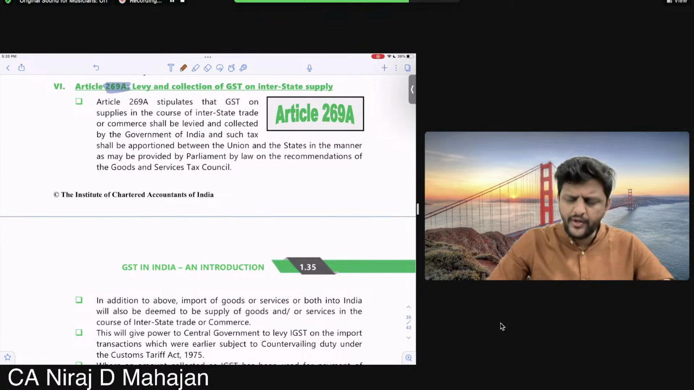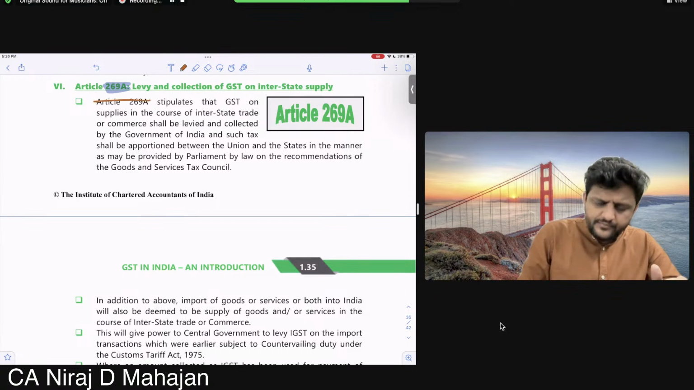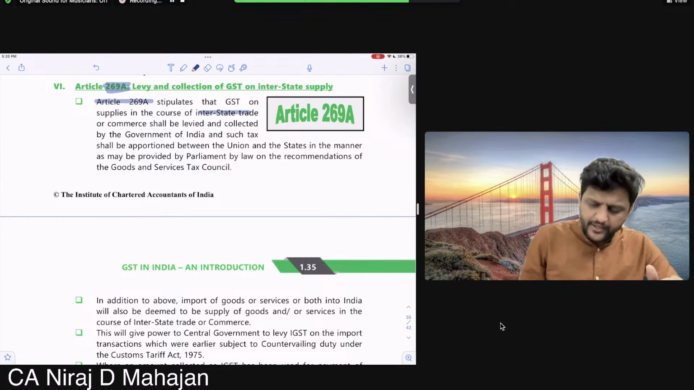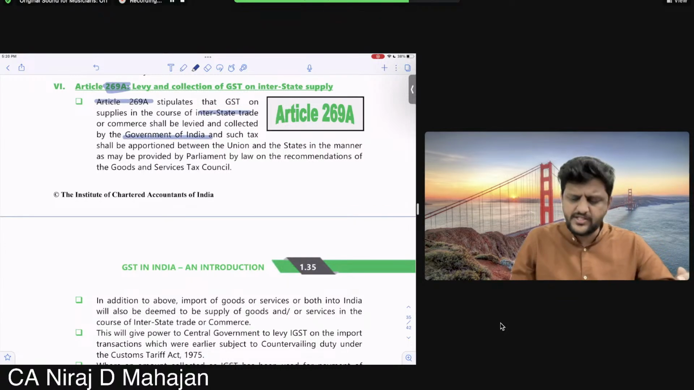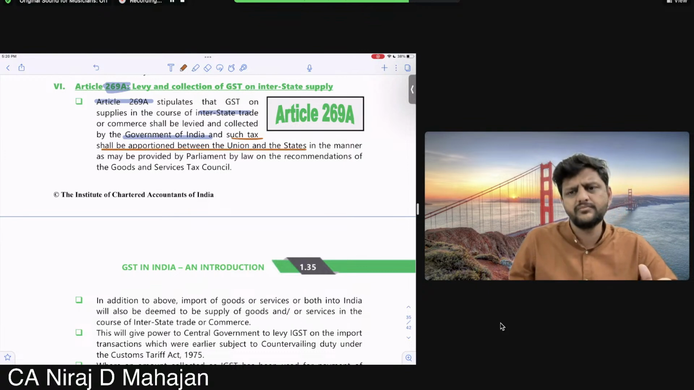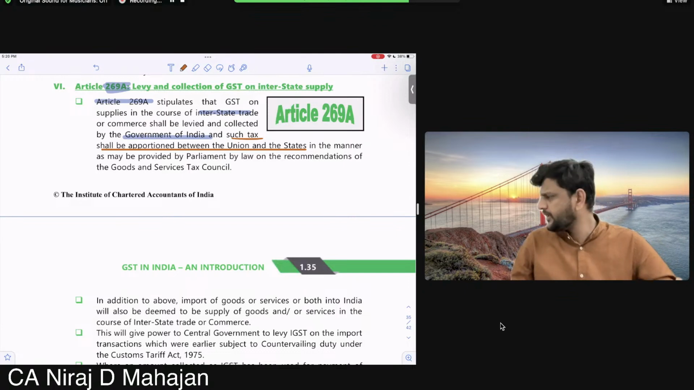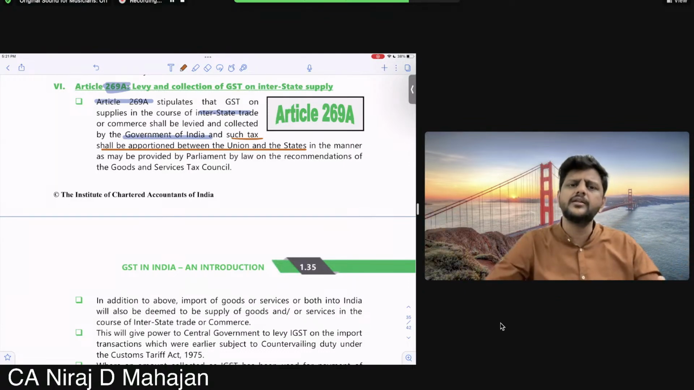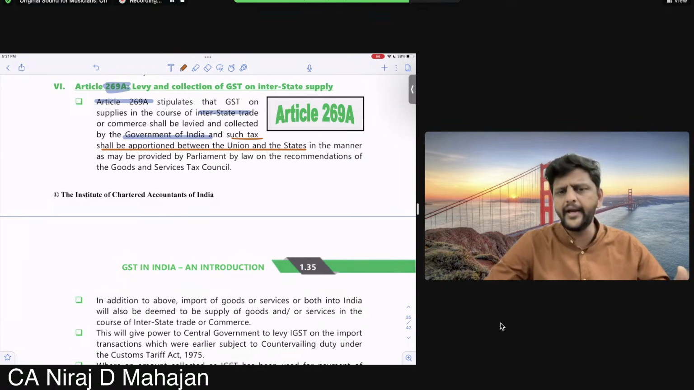Levy and collection of GST on interstate supply. Article 269A says GST on interstate supply shall be levied and collected by the Government of India. Interstate, IGST, and now important, it shall be apportioned. Apportioned means distributed between the union and state. Who will collect? Who will levy? Central government, and that tax will be shared between the central and the state. Correct?